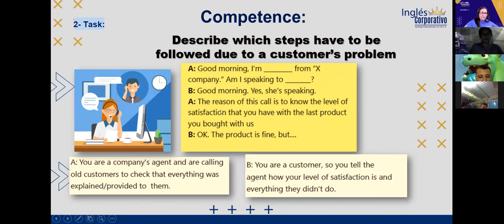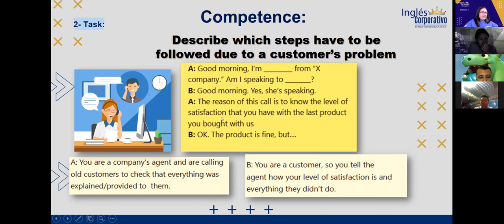Como los examples a seguir, okay? Good morning, I'm, y se presentan, ¿verdad? Good morning, I'm Miss Martinez, I'm Mr. Ramirez, whatever, from the name of the company, right? I'm speaking to, and you say the name of the person that you think you are talking to. Good morning, yes, she's speaking. The reason of this call is to know the level of satisfaction that you have with the last product you bought with us. So this is about a satisfaction survey.